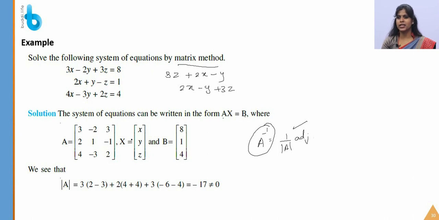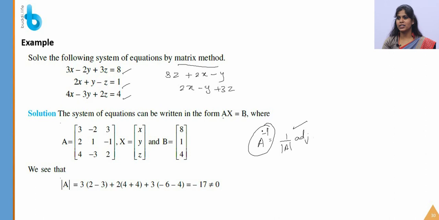Matrix X is nothing but the column matrix of the variables given in the equation. It can be x, y, z. Whatever variable is given in the equation, you should write that variable. It need not be x, y, z always. If the equation is given in P, Q, R, you can write P, Q, R. Then B is the right-hand side column matrix, that is, the constant values.